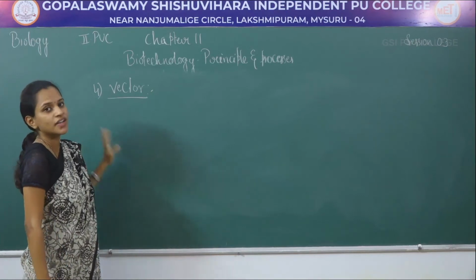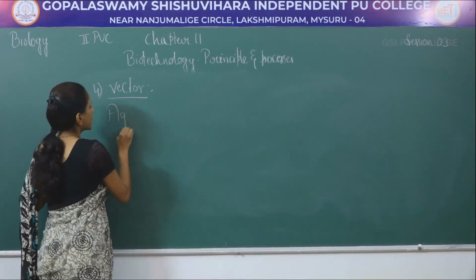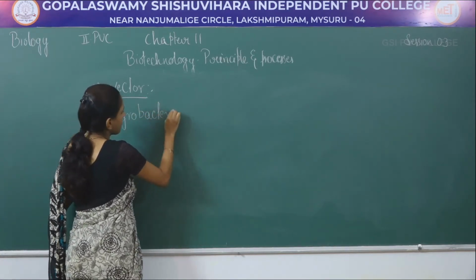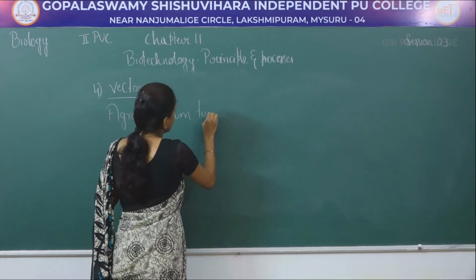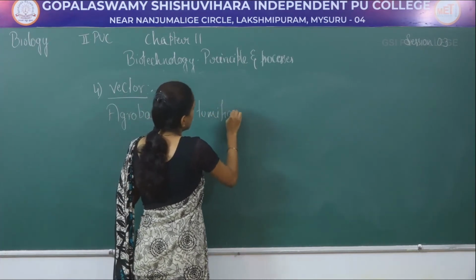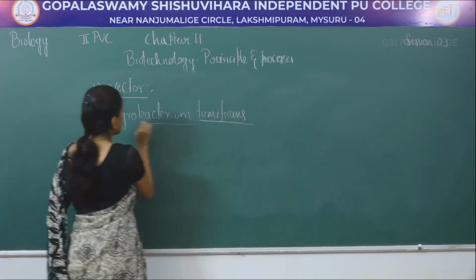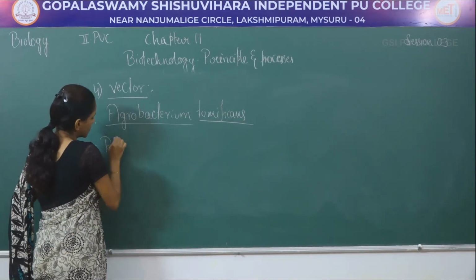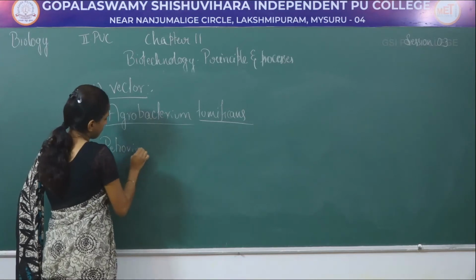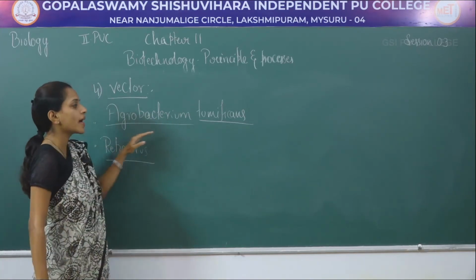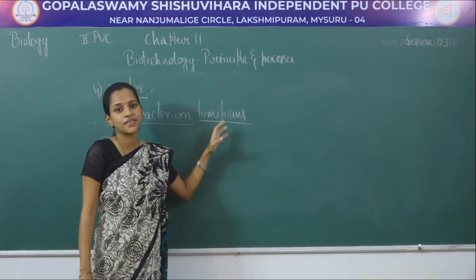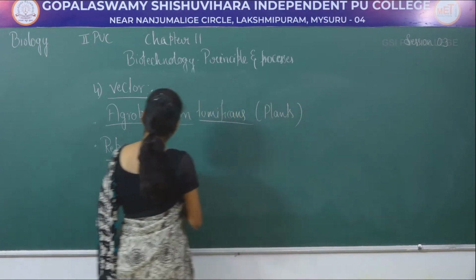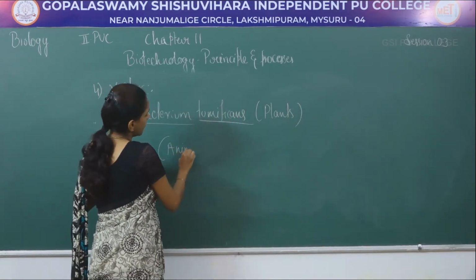Normally there are two different vectors which are used. One is Agrobacterium tumefaciens, and one more will be retrovirus. This Agrobacterium tumefaciens is used as a vector in case of plants, and retrovirus is used in animals.